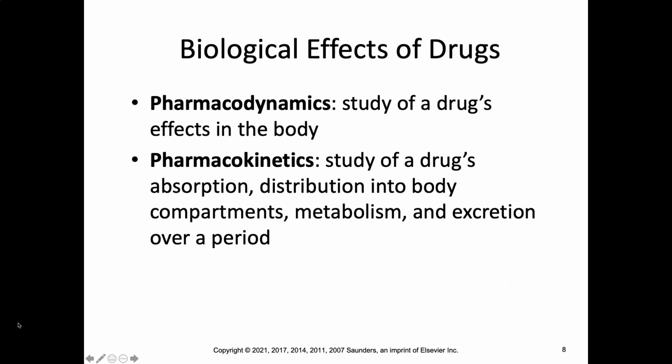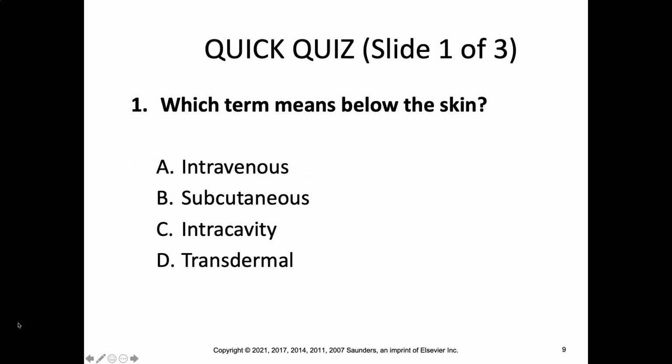There are some biological effects of drugs. One term you need to be aware of is pharmacodynamics. This is the study of drugs' effects in the body. And then there's also pharmacokinetics, and that's the study of how the drug is absorbed, distributed, metabolized, and excreted. And remember, drugs are usually excreted through the urine. We studied that when we looked at the urinary system with the kidneys.